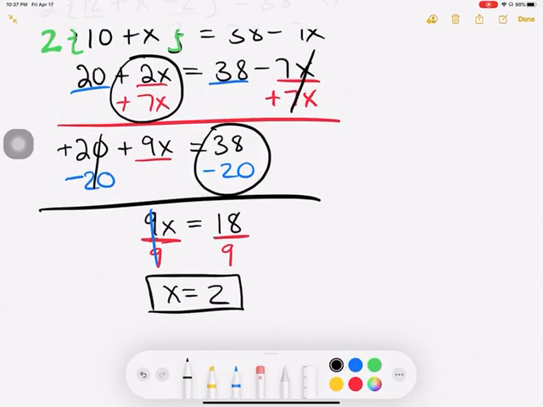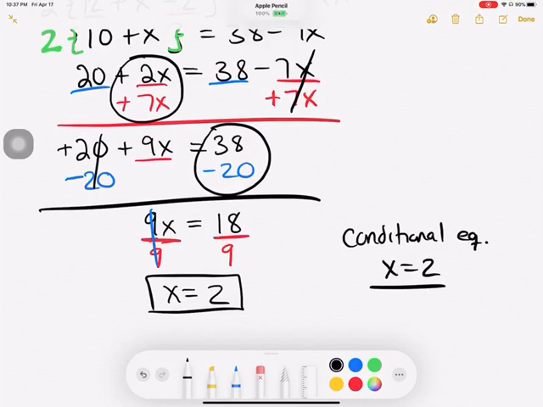And this should be my solution for this equation, which means this is a conditional equation. Conditional equation, which means the only condition for this to be true is that x has to be equal to the number 2. If you go back and substitute 2 into your equation, replace every x that you have with the number 2, then do PEMDAS to both sides. The left side is going to be equal to the right side of the equation.